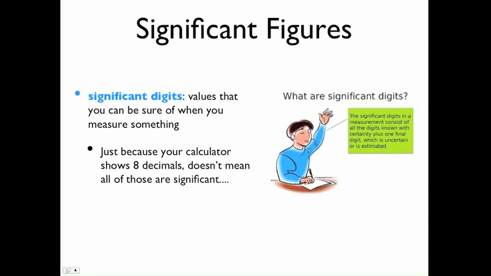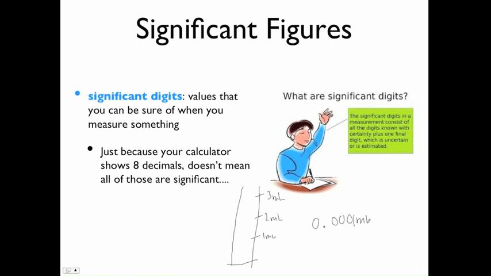In this video, we're going to talk about significant figures or significant digits. And these are values you are sure of when you're measuring something. I've had students before, and we have these graduated cylinders. They're like this, and they are marked in milliliters. So we have 1 milliliter, 2 milliliter, 3 milliliter.